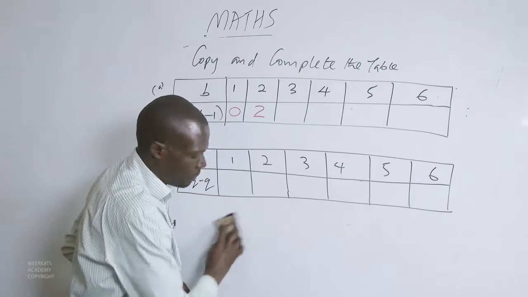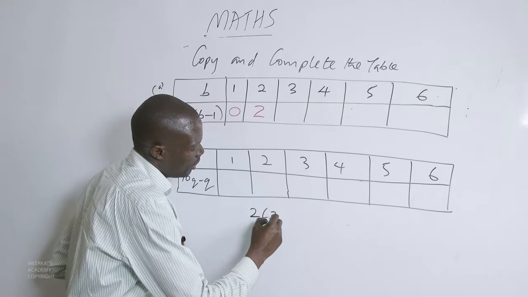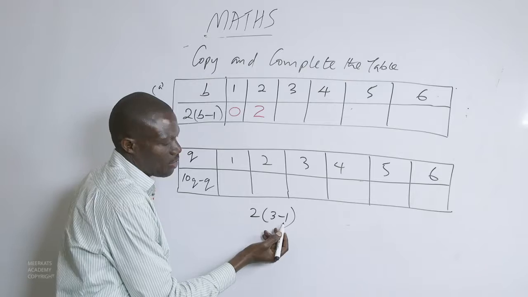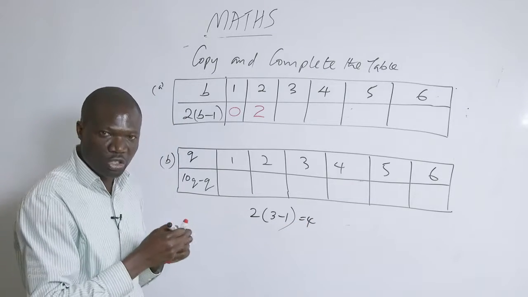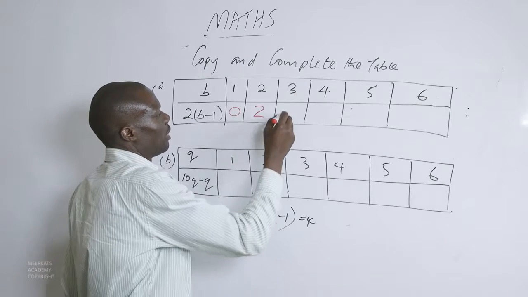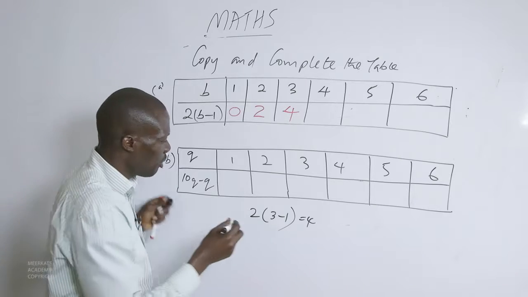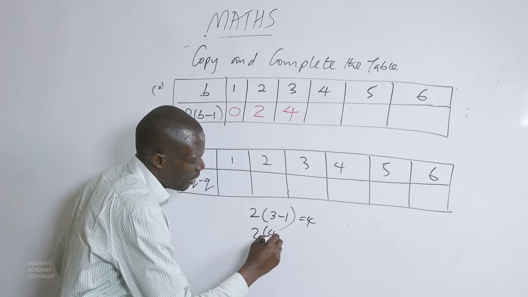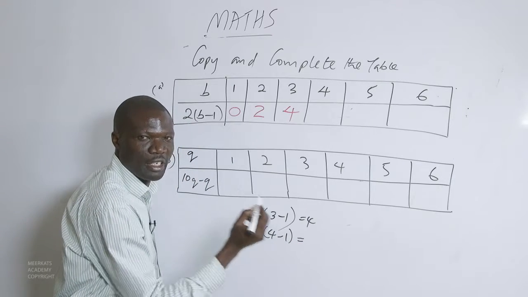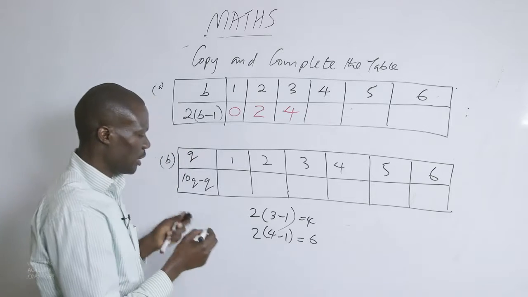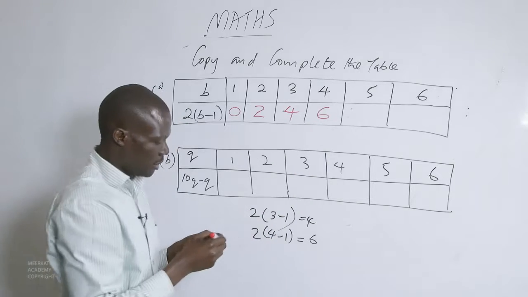When b is 3, then we shall substitute and say it is 2 into 3 minus 1. 3 minus 1 is 2. 2 times 2 is 4. So in that box, you go and fill in a 4. When b is 4, it will be 2 into 4 minus 1. This one will give us 4 minus 1 is 3. 3 times 2 is 6. So you go and fill in here a 6.